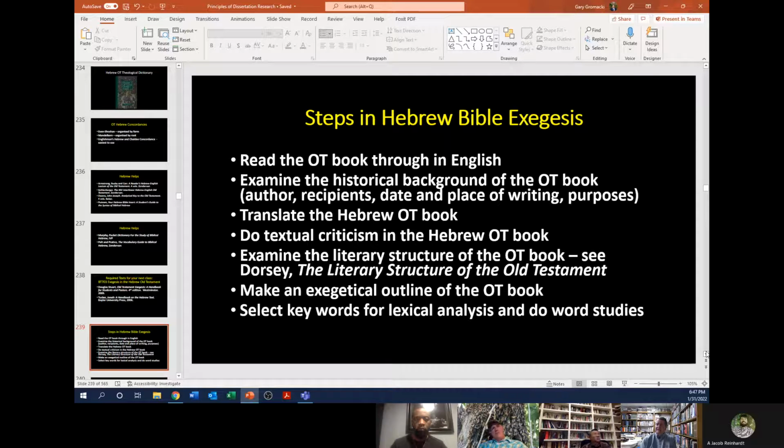And we get into this quite a bit in the exegesis to exposition class. And we talk about how do you go about doing that? The main points, the sub-points, how they need to be descriptive of the content of a particular chapter or book. Selecting the keywords for your lexical analysis and doing the word studies. And we referenced the sources here, especially HALOT and the Dictionary of Old Testament Theology and Exegesis.